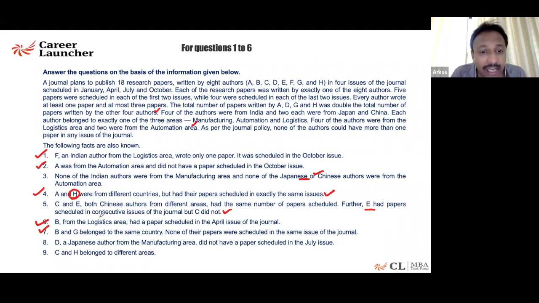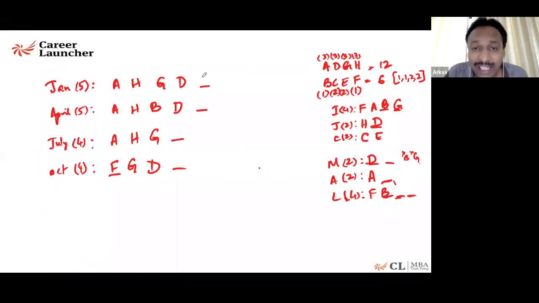E has scheduled consecutively. C did not. Now, if E is these 2, then C will be consecutive. E is, of course, April and July, then C will be Jan and October. E cannot be again July and October because again you will have consecutive. That means clearly E has to be these 2, C has to be this. I have got everything almost done.